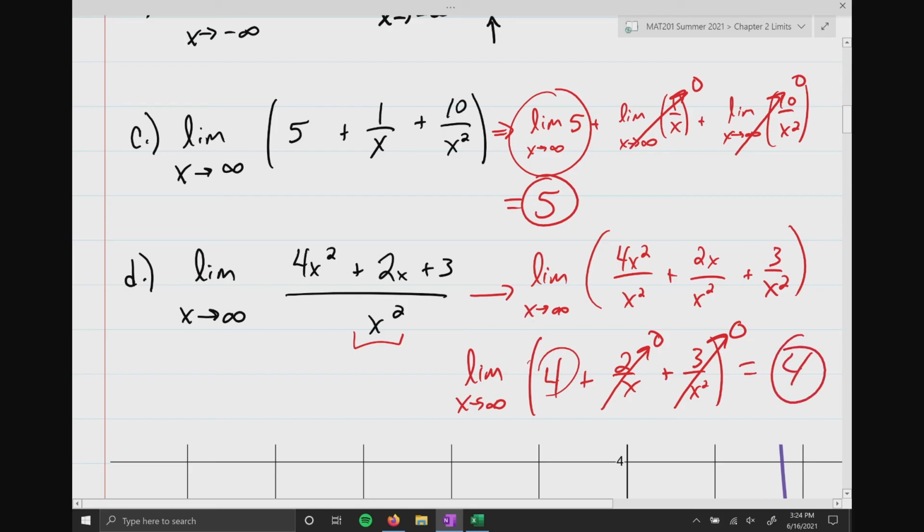So the limit as X goes to infinity of 4X squared plus 2X plus 3, all over X squared, is equal to 4. So just because you see something in the denominator, do not automatically assume that it's going to go to 0. You're going to have to do some sort of algebraic simplification first.